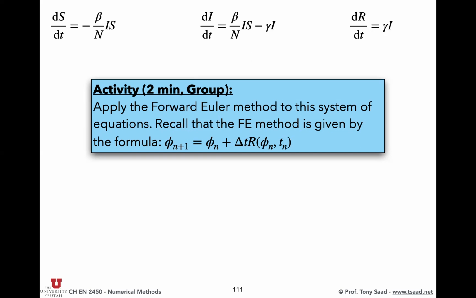So you're expected to get 3 equations for the recurrence formula, let's say, on how to update an initial state into the next state, a state at n into a state at n plus 1. Okay, use the forward Euler method.